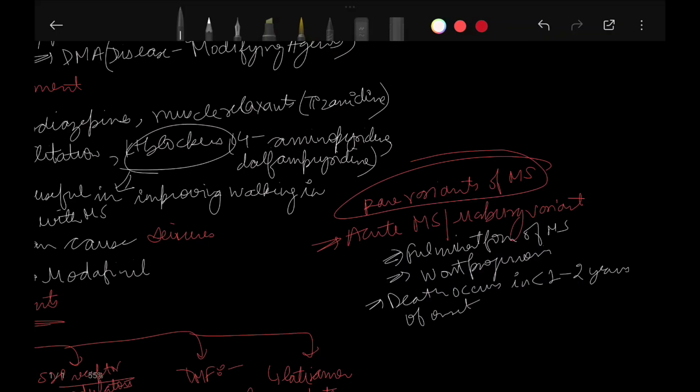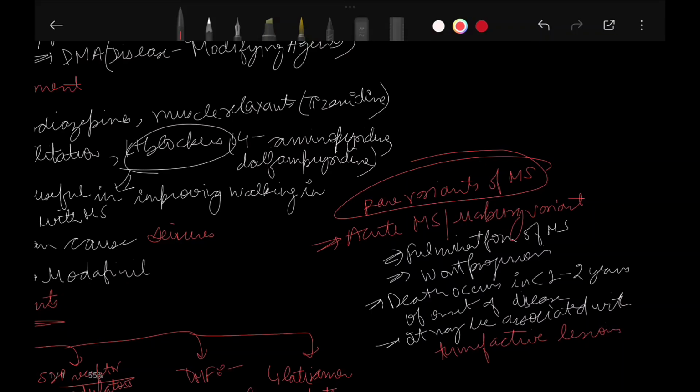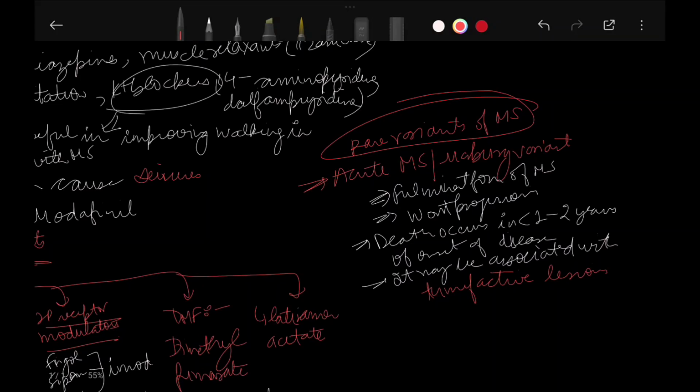So in this case death occurs in less than 1 to 2 years of onset of the disease, and it may be associated with tumor-like lesions. They are just circular lesions in the brain, but they are not concentric. These lesions are just like whitish shadows. Acute multiple sclerosis or Marburg variant is fulminant, has the worst prognosis, may occur in less than 1 to 2 years of onset of disease, and may be associated with tumor-like lesions.